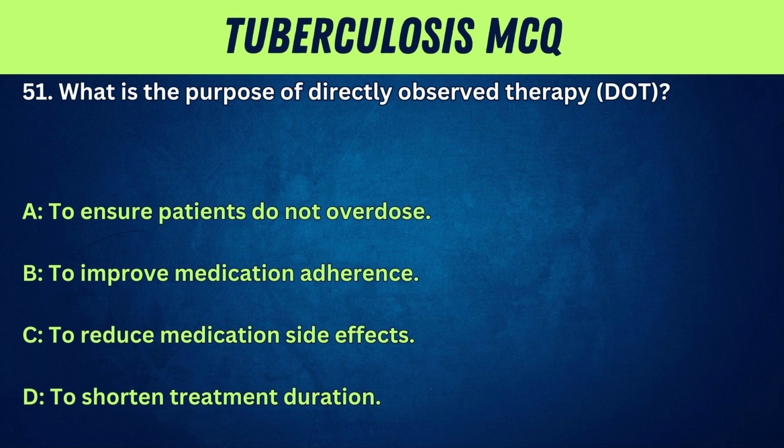51. What is the purpose of directly observed therapy, DOT? A. To ensure patients do not overdose. B. To improve medication adherence.